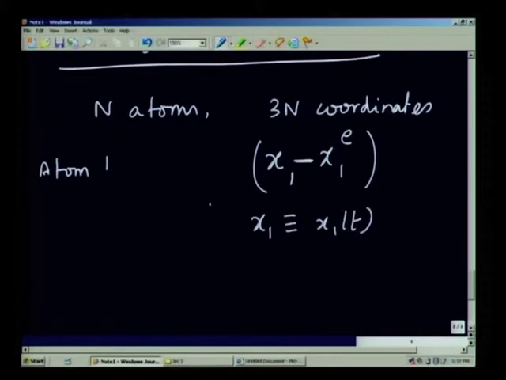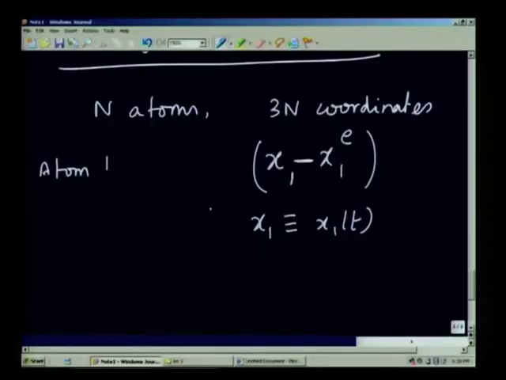Therefore during the oscillation x1 changes, and as it changes the vibrational amplitude increases, and then it goes to 0, and it increases and so on. So this is for the x coordinate of the first atom, and likewise for the y coordinate, y1 minus y1e, and the z coordinate is z1 minus z1e.